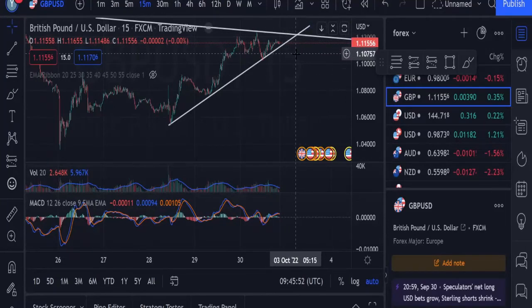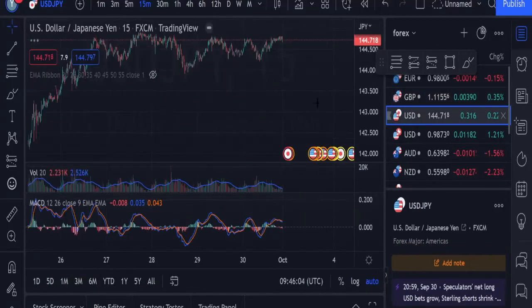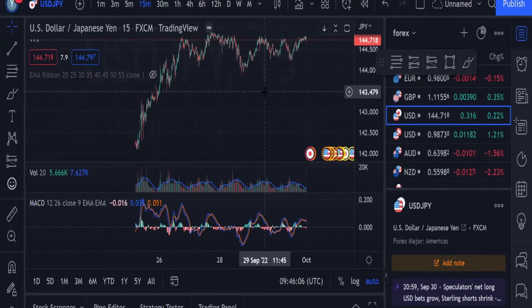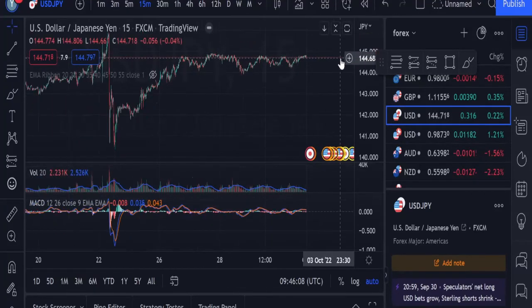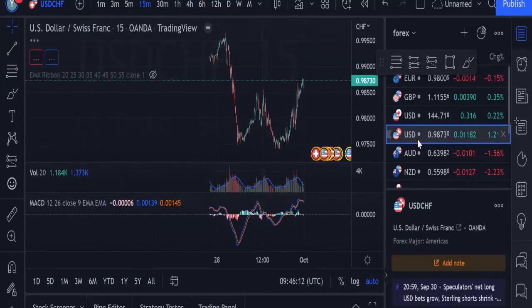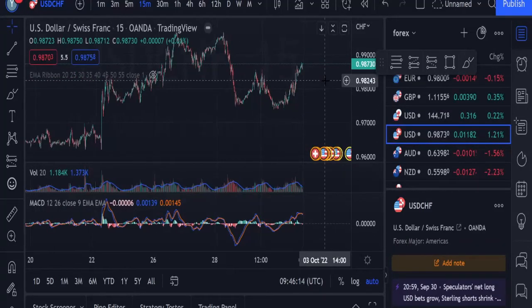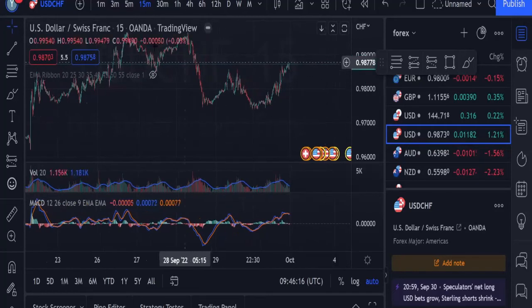Most likely, I would give it more probability of breaking downward. So I'll be looking for a short on the GBP USD. This will be similar for USD Japanese yen and most forex markets now, because USD is on fire. USD China, USD Swiss franc is a different ball game entirely.